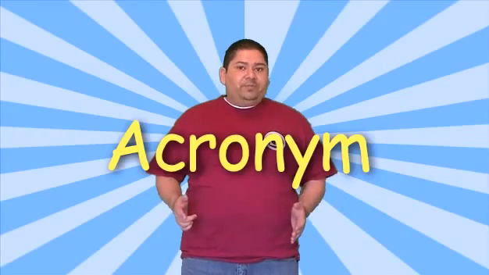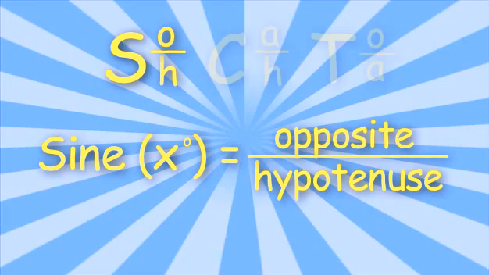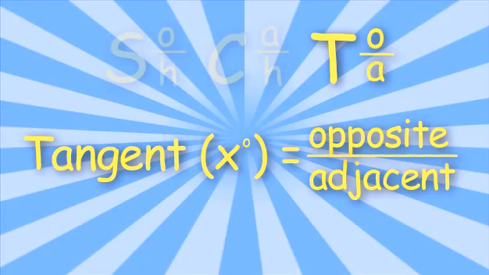Now we can start learning the trigonometric ratios by using an acronym to help us remember. An acronym is a word that stands for something. The acronym that we'll use is SOHCAHTOA. SOH: sine of x equals the opposite side over the hypotenuse. CAH: cosine of x equals the adjacent side over the hypotenuse. TOA: tangent of x equals the opposite side over the adjacent side.